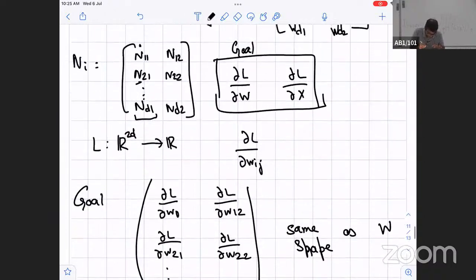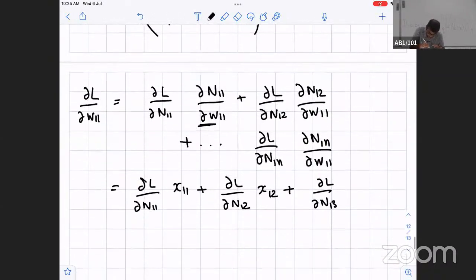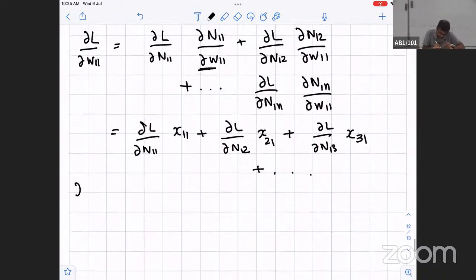What is that? Did I do it correctly? X221, not x12. X31 and so on. Okay. So the claim is that dL by dW is actually a matrix multiplication of what and what. So let us see that.